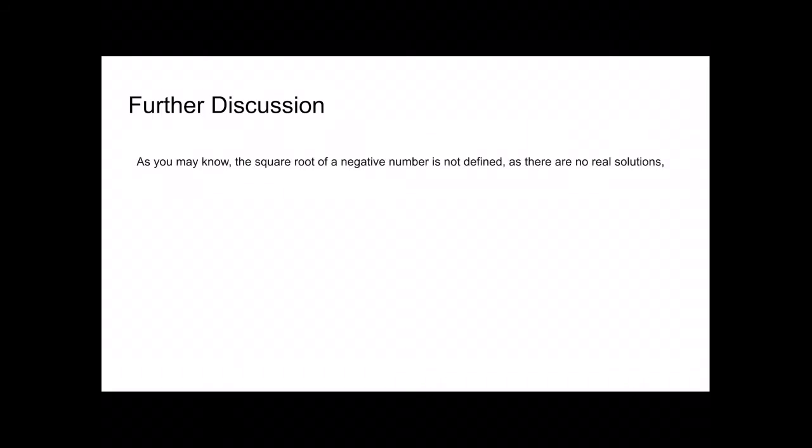Alright, some further discussions here. As you know, the square root of a negative number is not defined, as there are no real solutions. For example, the square root of negative 16 you can't actually do, because if you do negative 4 squared, you get 16, and if you do positive 4 squared, you also get positive 16. In both scenarios, positive or negative, the square of a number is always positive. So there can be no real solutions for a square root of a negative number, so it's undefined. Going back to our quadratic formula, we had the square root of b squared minus 4ac.